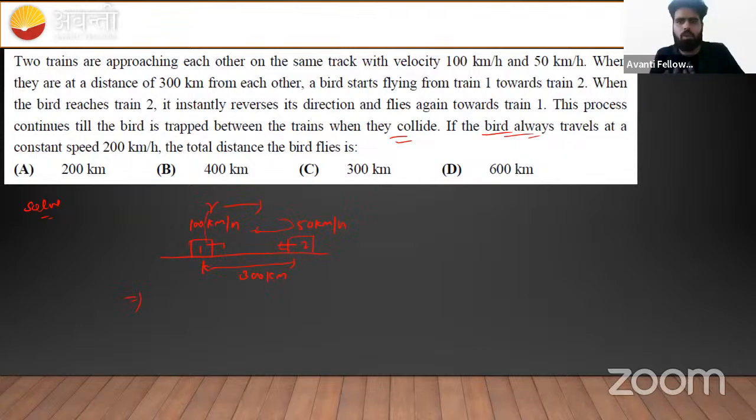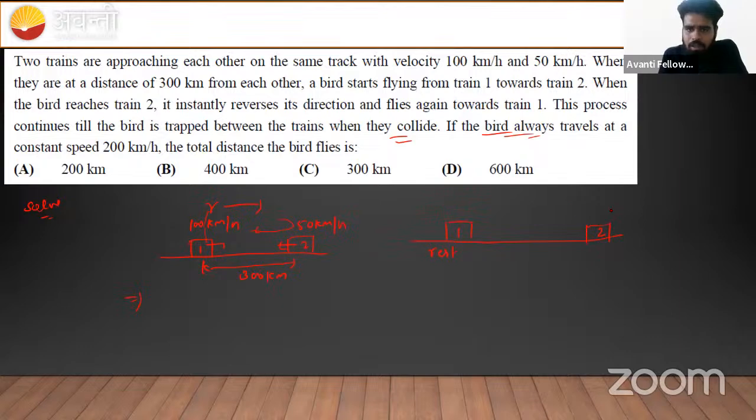When two or more bodies are moving simultaneously, we have to apply the concept of relative velocity. What is the concept of relative velocity? We have to make one body at rest and analyze the whole situation. If we make body 1 at rest, then we have to give the velocity of body 1 to body 2 in the opposite direction.